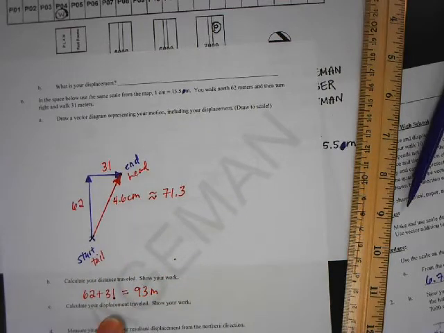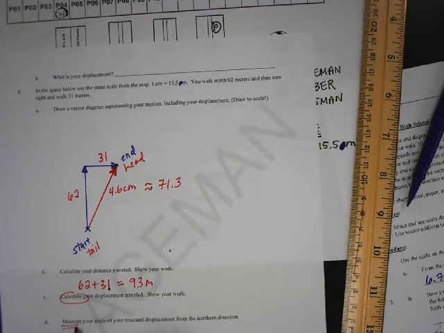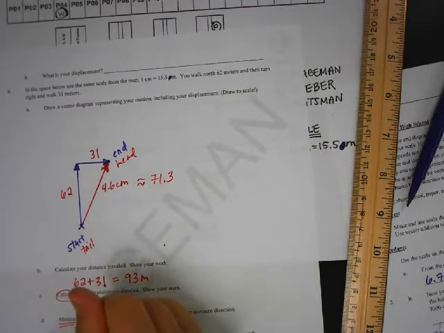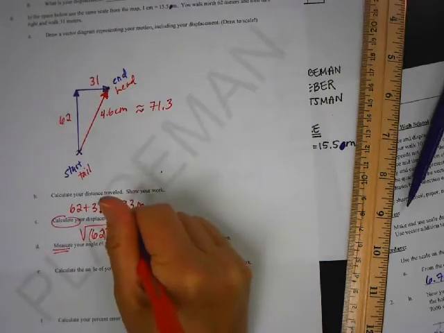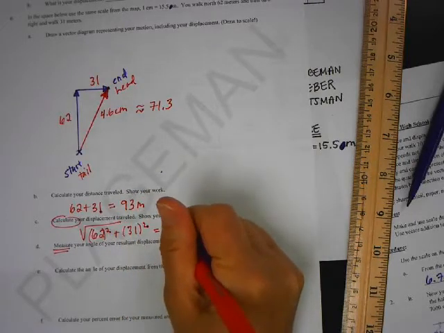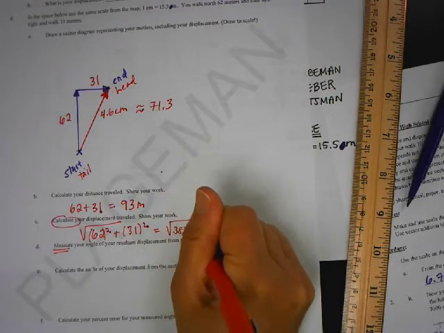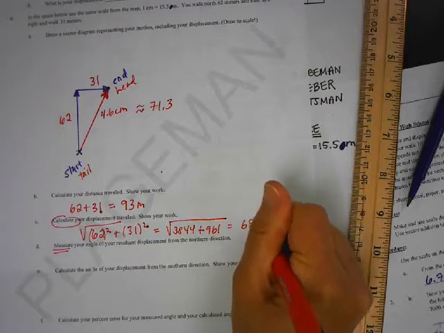When it says calculate your displacement, I'm going to use the Pythagorean theorem, because calculate is different than measure. So I'm going to say 62 squared plus 31 squared, and I'll do this on the calculator. That comes out to be about 69.3.